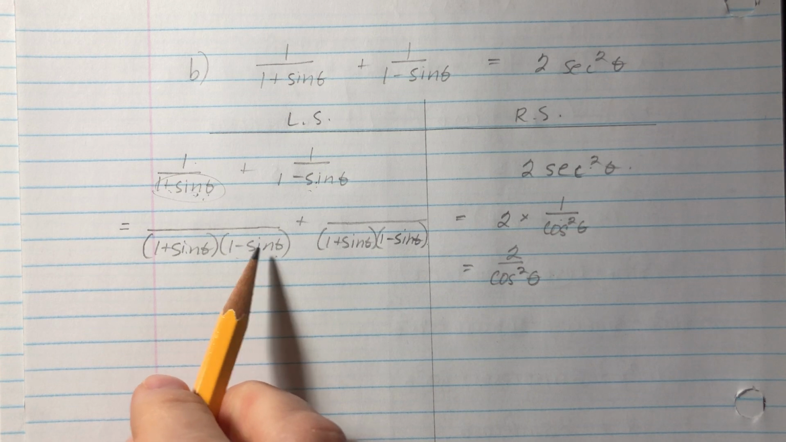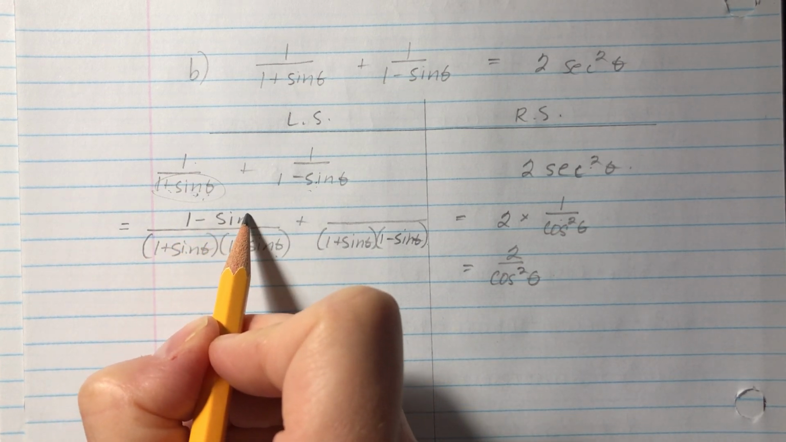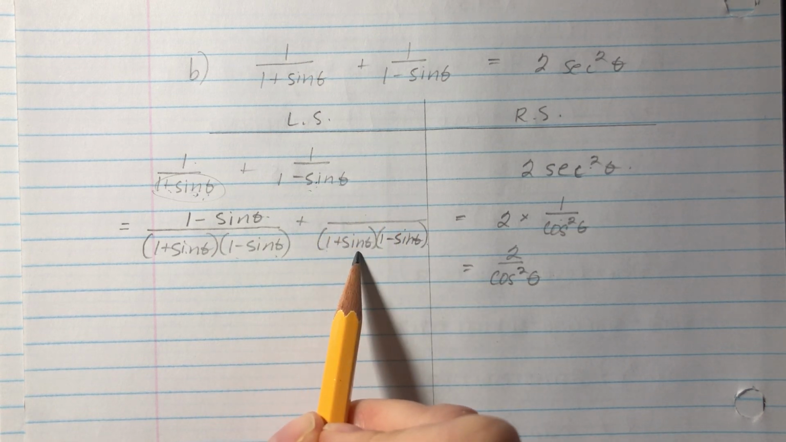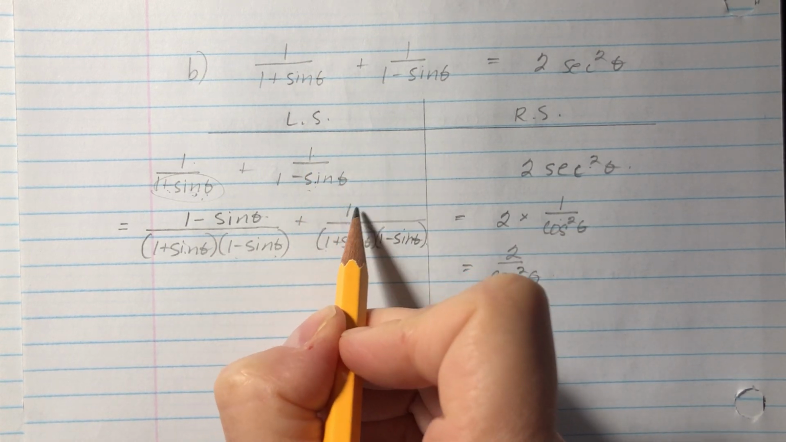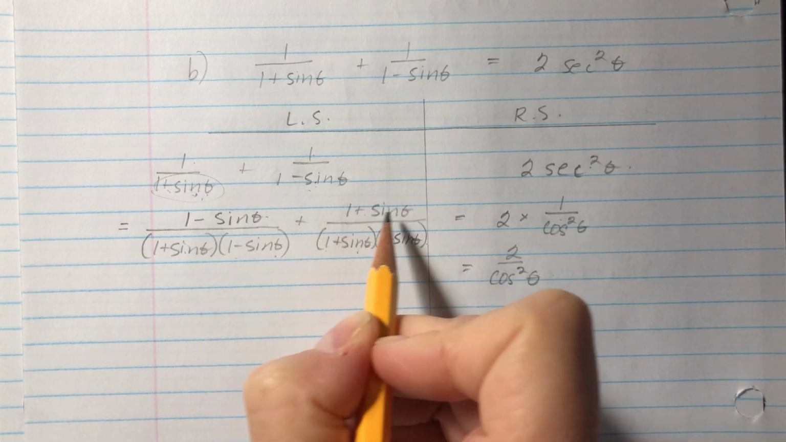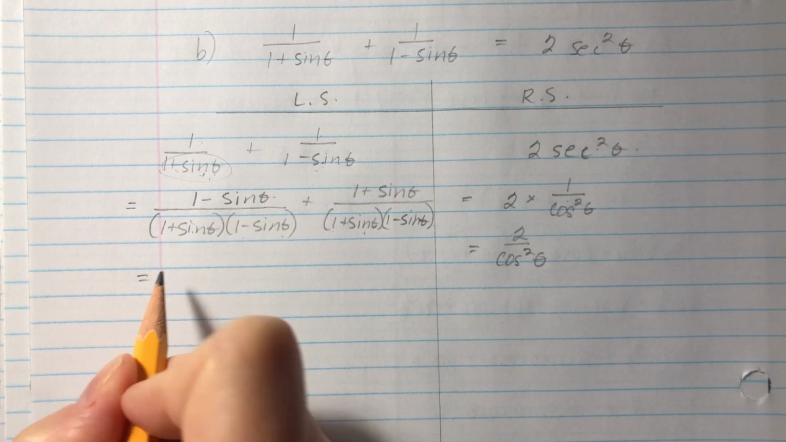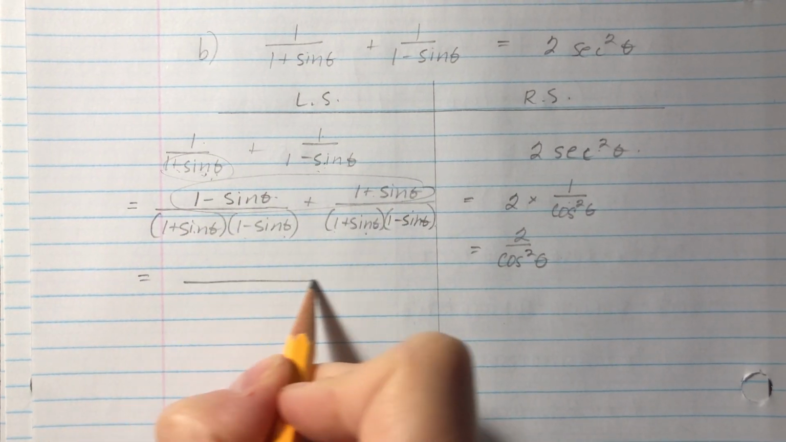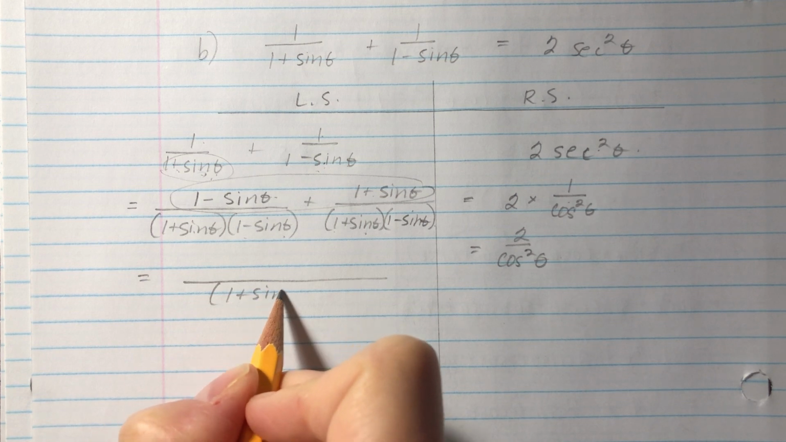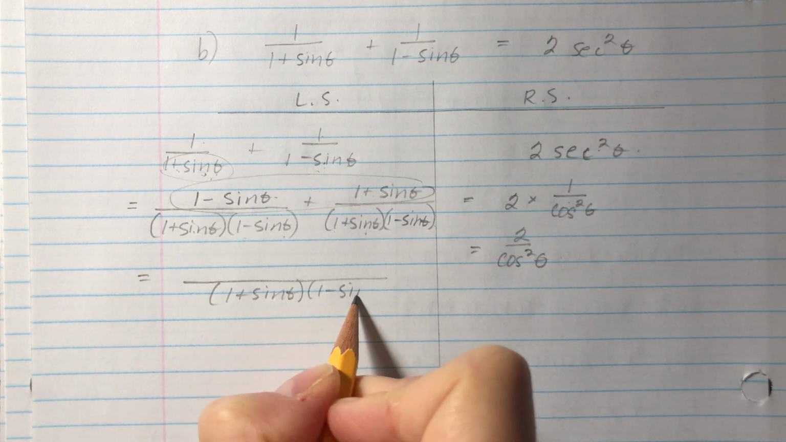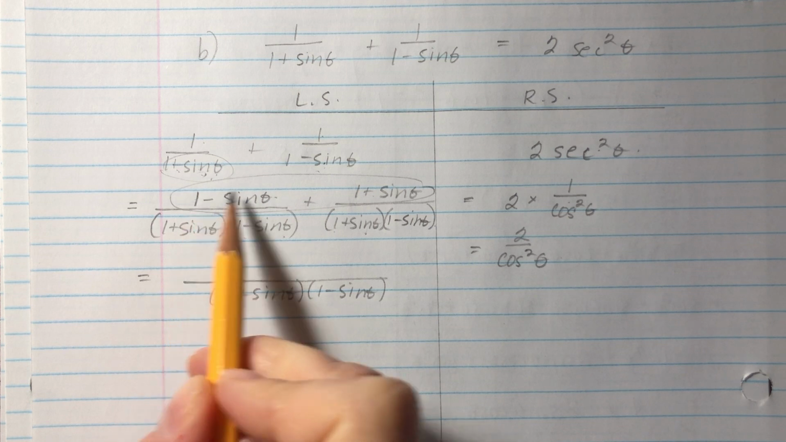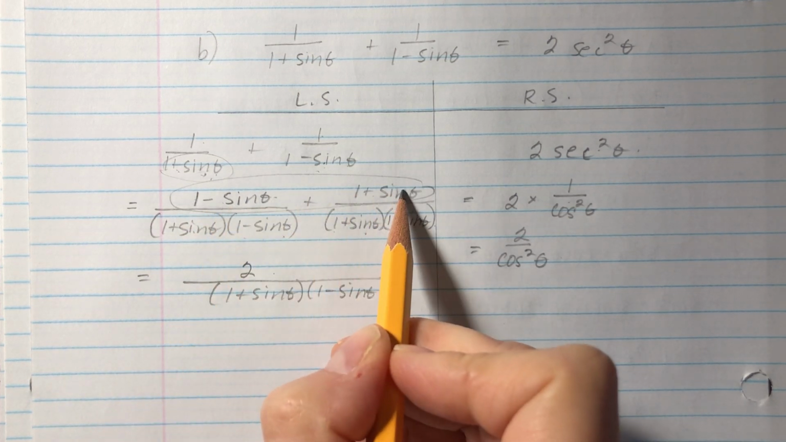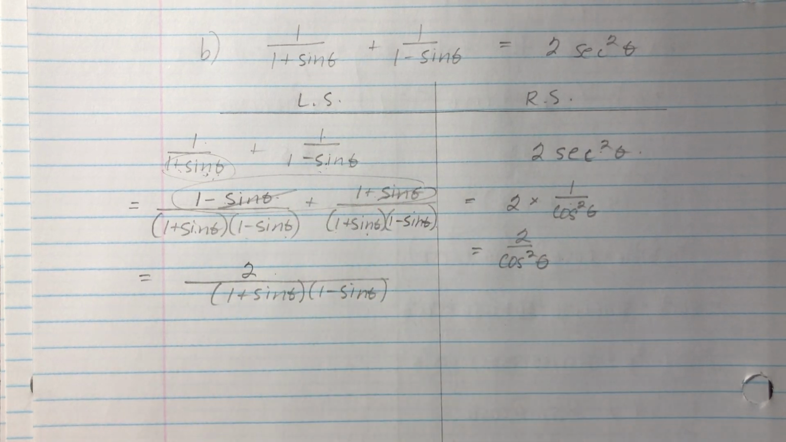So 1 times 1 minus sine theta gives me 1 minus sine theta. Here I multiply 1 minus sine theta by 1 plus sine theta, multiplying the 1 by that same expression gives me 1 plus sine theta. Now, if I combine my numerators here, keeping the denominator the same, I will end up with 2, because 1 plus 1 is 2. And that's it, because negative sine theta plus sine theta is 0, and they cancel.